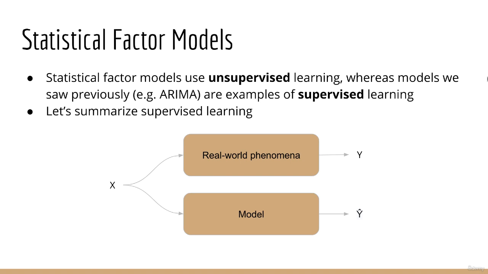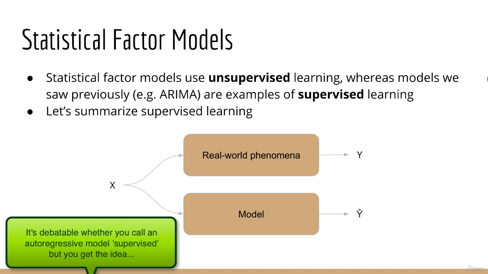In this lecture, we are going to study statistical factor models. Statistical factor models are an example of unsupervised learning. This is very different from the models we discussed earlier in the course. Earlier in the course, we looked at models such as ARIMA, where the goal was to make an accurate prediction. We knew that the predictions were accurate when they were close to the targets.